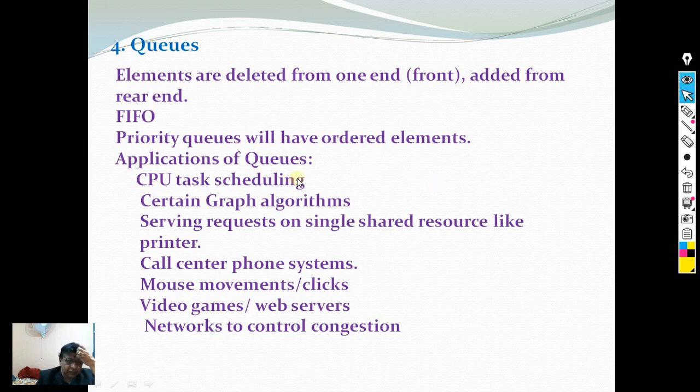Applications of queues: like stacks, queues come with heavy applications in algorithmic and programming circles. It is CPU task scheduling. Certain graph algorithms make use of queues. BFS, the breadth first search algorithm, which is a graph traversing algorithm, makes use of a queue. Serving requests on a single shared resource like a printer, or call center phone systems, are mounted on a queue. Mouse movements and clicks in a typical application execution. Video games, web servers, and networks to control congestion make use of queues.